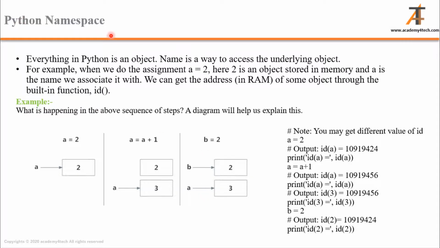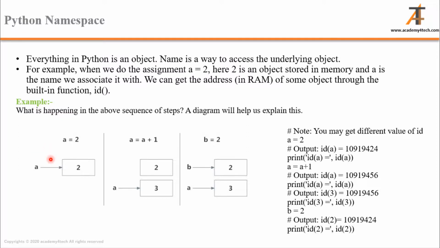Moving forward to the Python namespace, everything in Python is considered an object, and each has a particular ID in the RAM. So with the help of the function called id, we can identify the address in the RAM. So 2 will have a separate ID, for example 109.19424. Then A also will have a particular address, and once the value of A changes, the address changes for A. If you use the same 2 somewhere else, it will have a particular address, and again it will keep on changing. So the address is mapped to the particular variable where we are storing the memory.